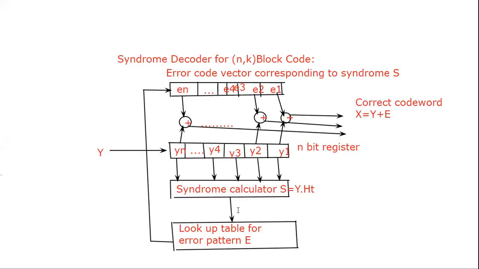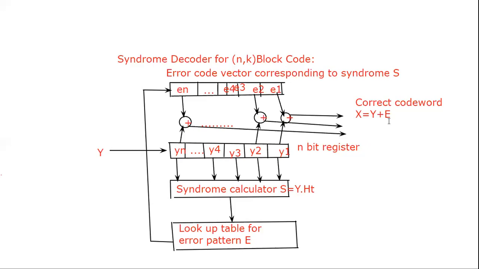For the particular syndrome, suppose when you look at the table, fourth row of the H transpose matrix. Now you have to write the syndrome vector as fourth bit position is 1, remaining all are zeros. Suppose third row, third bit is 1, remaining all are zeros. That's why here I want to write error code vector corresponding to syndrome S. Now after getting the error code vector, just take the XOR operation between the error code vector and the received code vector, you will get the correct code vector or correct code word X is equal to Y XOR E. So this is the syndrome decoder for n comma k block code.